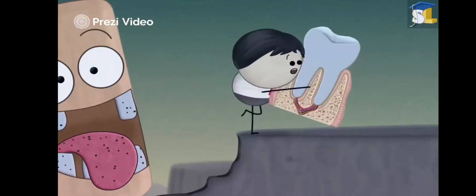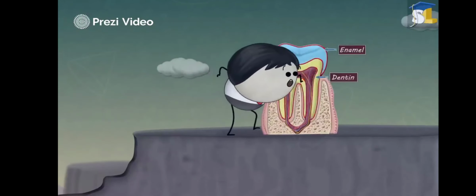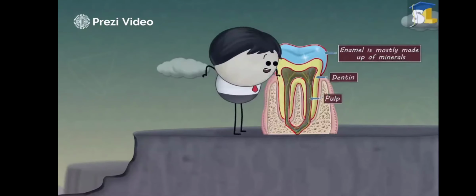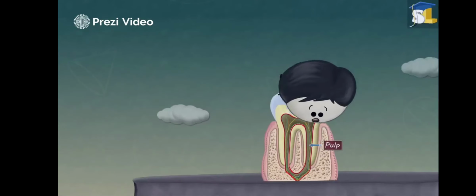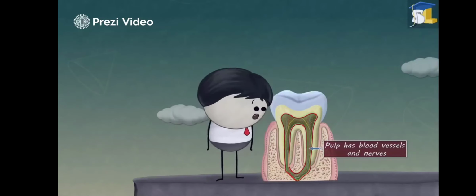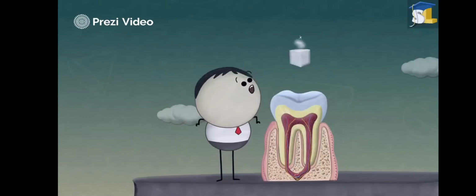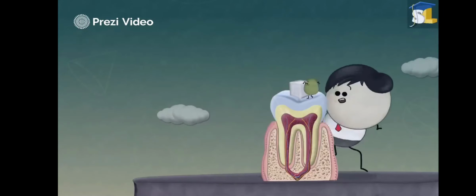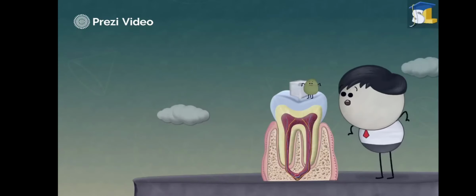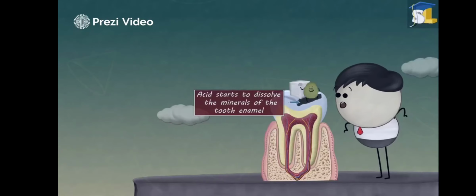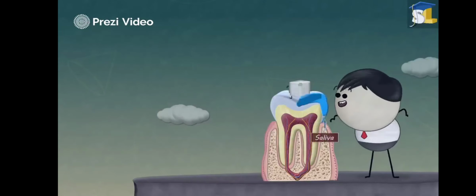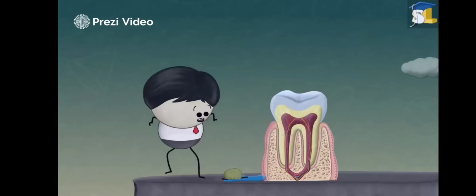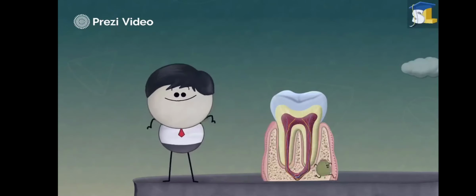Now listen. A tooth consists of enamel, dentin, and pulp. Enamel is mostly made up of minerals. Dentin is a layer underlying the enamel, whereas pulp has blood vessels and nerves. Now, when we eat foods containing sugars, some of these bacteria feed on the sugars, producing acid. This acid starts to dissolve the minerals of the tooth enamel, causing tooth decay. Usually, our saliva restores these minerals, thus preventing further decay.